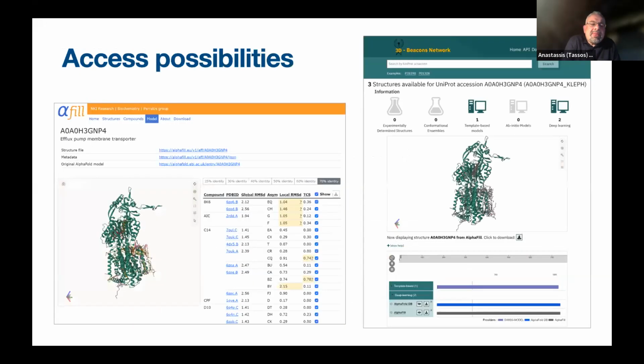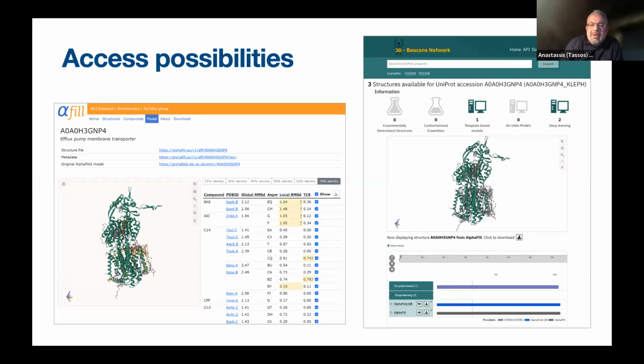We also have a couple of ways of making these models and the associated validation metrics accessible to everybody. This is either through our own AlphaFill interface, or, in a very nice and efficient collaboration with the macromolecular structures team at the EBI, through a 3D Beacons interface in the EBI knowledge base. You can also access the AlphaFill models together with AlphaFold models if you use the UniProt knowledge base, the EBI knowledge base.